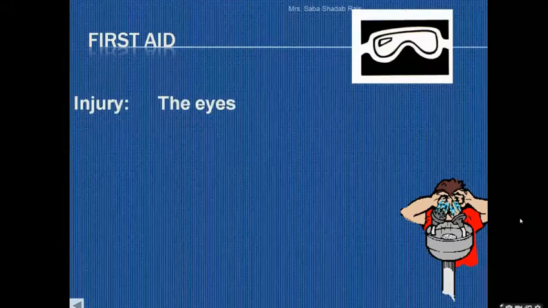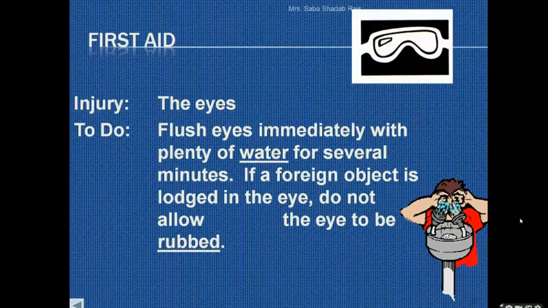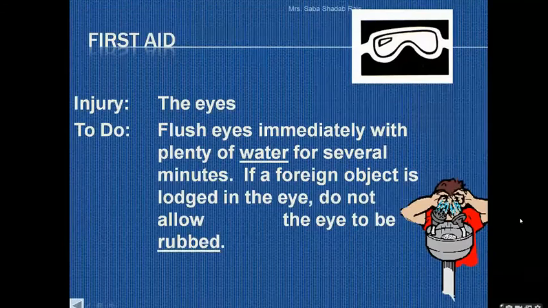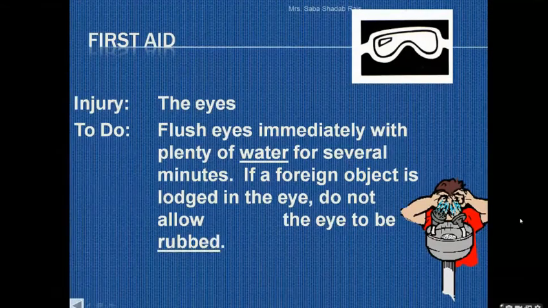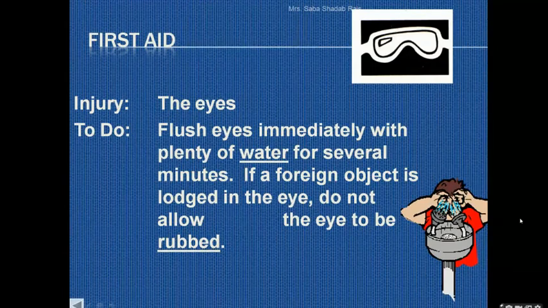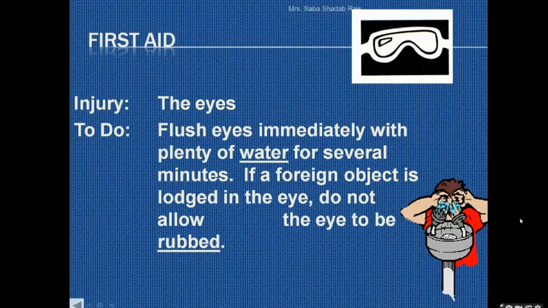If something has splashed in your eyes, immediately flush the eyes with plenty of water for several minutes. For a foreign object lodged in the eyes, do not allow the eyes to be rubbed. So these are certain cares we will be taking inside the laboratory. Next lecture I am going to explain the use of safety symbols. This was in general about what good laboratory practice is and what you are going to follow to maintain it in our laboratory.